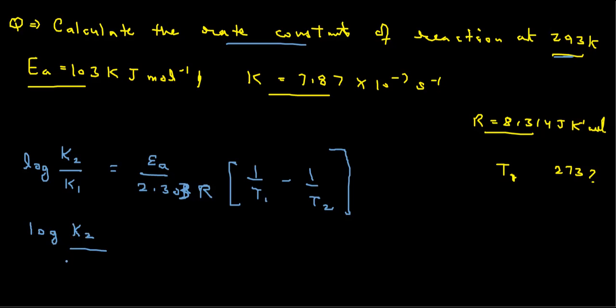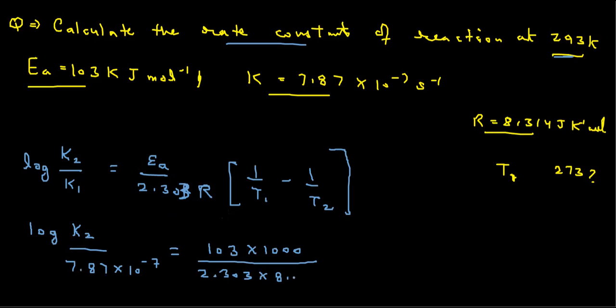Log K1 is already given in the question, 7.87 into 10 to the power minus 7. What is Ea? Ea is 103 kilojoule. If it is kilojoule, we always have to convert into joule, so it becomes 103 into 1000. And 2.303 remains as it is. What is R? R is 8.314 joule.